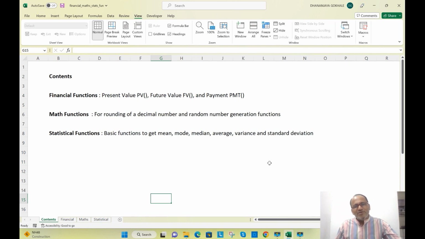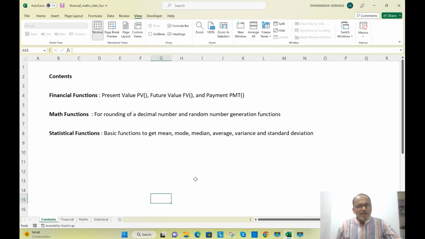And payment is an equivalent to our installment. Okay, it could be monthly or quarterly installment. So popularly we call it EMI when we pay on a monthly basis. So that is what the PMT function is.